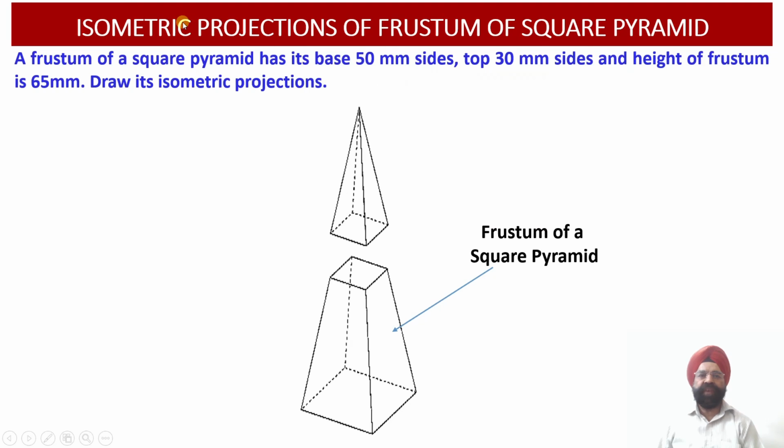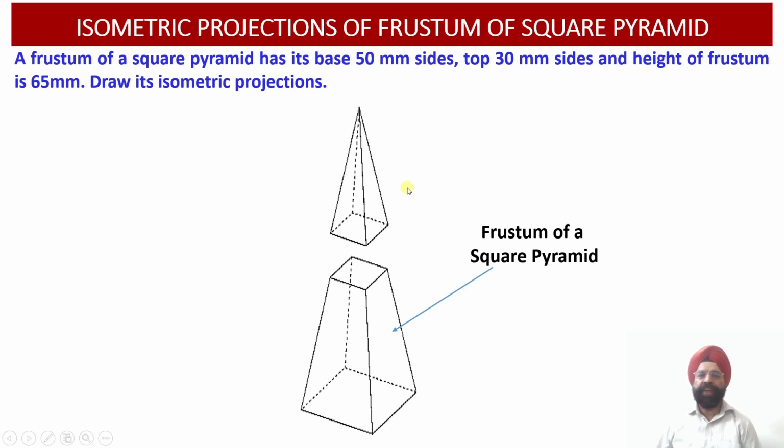Today's discussion will be about drawing the isometric projections of a frustum of a square pyramid. We have a square pyramid which has been cut by a cutting plane parallel to the base of this solid. Since the pyramid has been cut by a plane parallel to its base, the remainder solid left after the cutting is called a frustum of a square pyramid. After the cutting, we discard the upper portion of the solid.